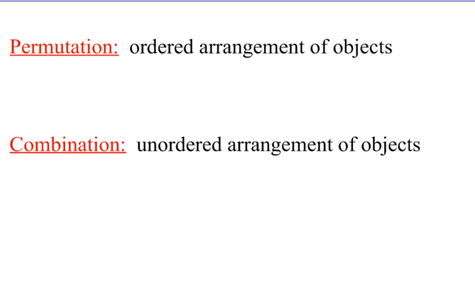In this lesson, we will be talking about permutations and combinations. The first part has the definitions of those. A permutation, it says here, is an ordered arrangement of objects. So the main thing you want to take from this is that order matters for a permutation.